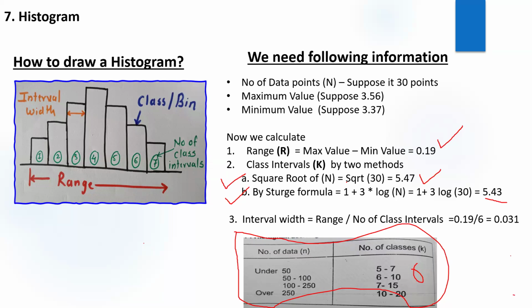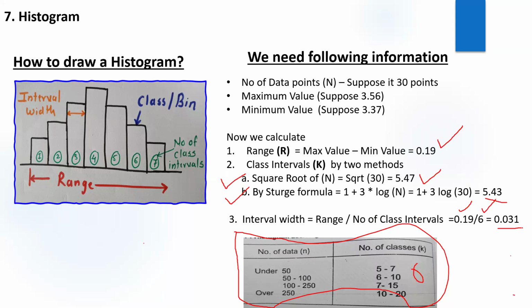Yes, sir. Okay, now just wait. I will explain how to draw a histogram and it will automatically give your answers. So the range is clear: max value and minimum value. The class interval is the square root of data points, or by the Sturges formula 1 plus 3 into log of n. Now we need to calculate the interval width. The formula is range divided by the number of class intervals. Here the range is 0.19, so I divide 0.19 by the class intervals, 6. So the interval width is 0.031.